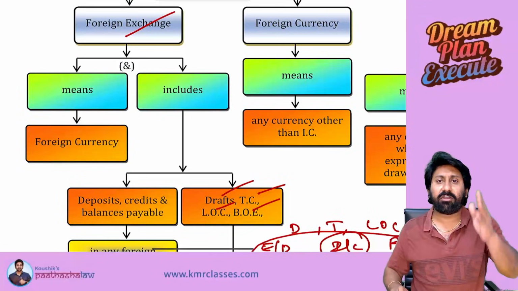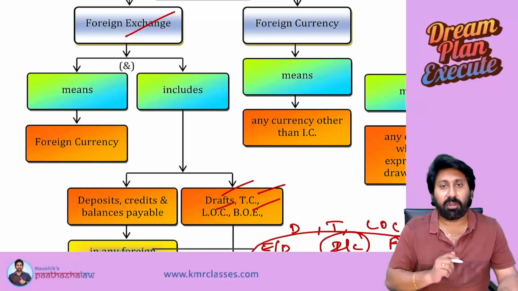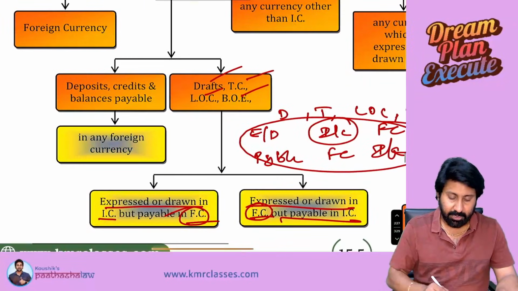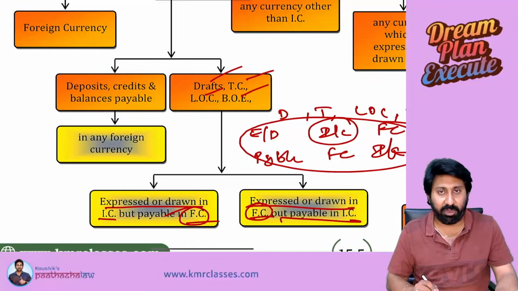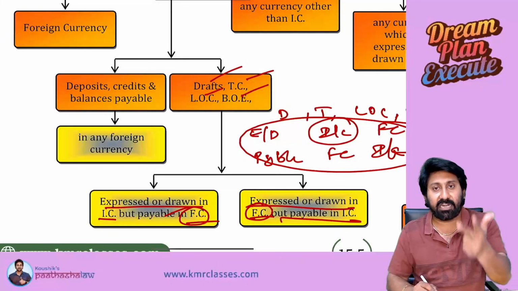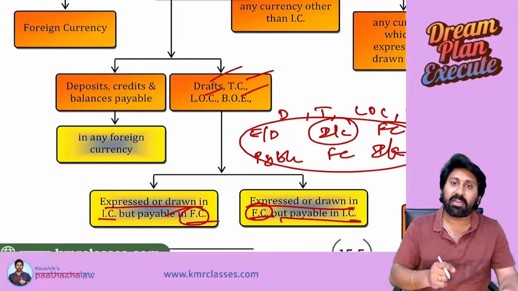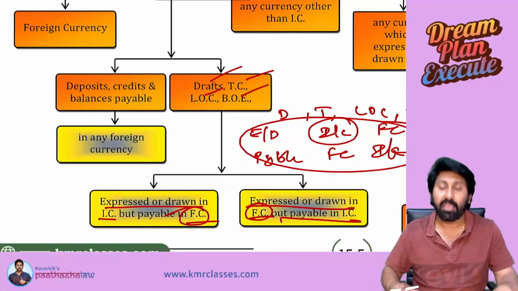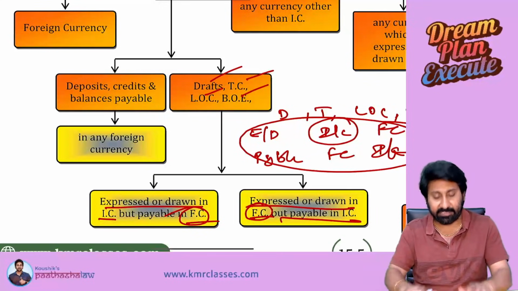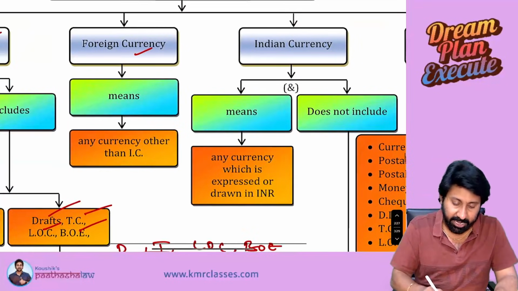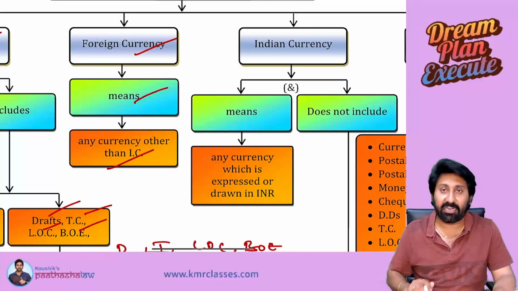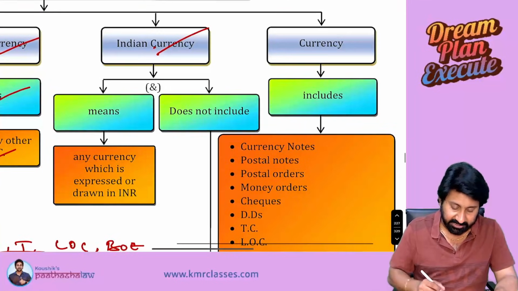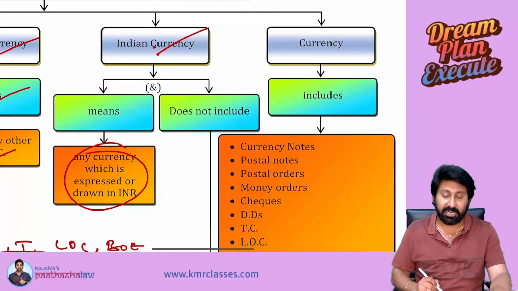So consolidate. What is foreign exchange? Foreign exchange means foreign currency and includes deposits, credits, balances payable in foreign currency, and drafts, travelers checks, letters of credit, bills of exchange expressed or drawn in Indian currency, payable in foreign currency, or expressed or drawn in foreign currency, payable in Indian currency. Everything will be treated as foreign exchange. Next, foreign currency: anything other than Indian currency. Indian currency means any currency which is expressed in INR.